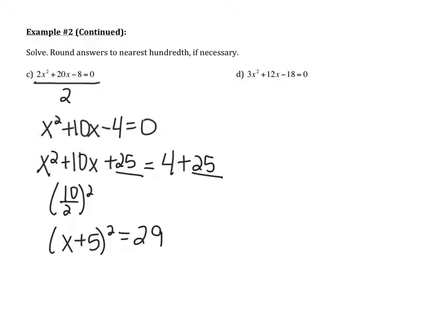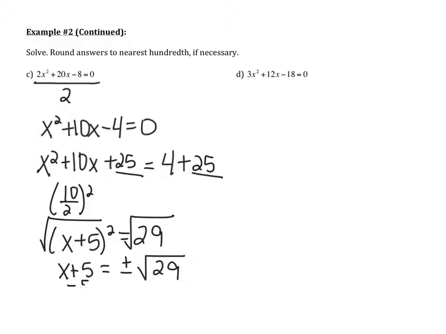When I go to solve it now, I'm going to square root both sides. So I'd have x plus 5 equals plus or minus the square root of 29. 29 is not a perfect square, so if I take the square root of it in my calculator, I'm going to get a decimal. I want to keep this as exact as I can, so I'm just going to keep it as plus or minus the square root of 29 and not change it to a decimal.